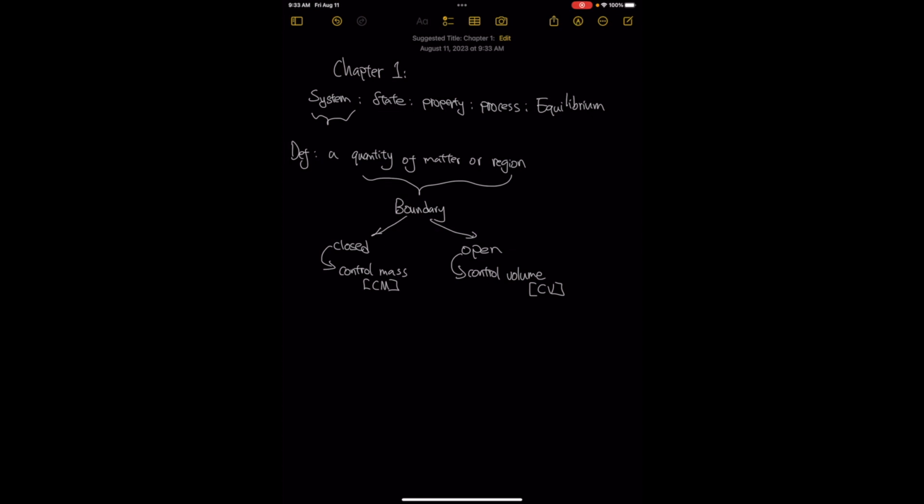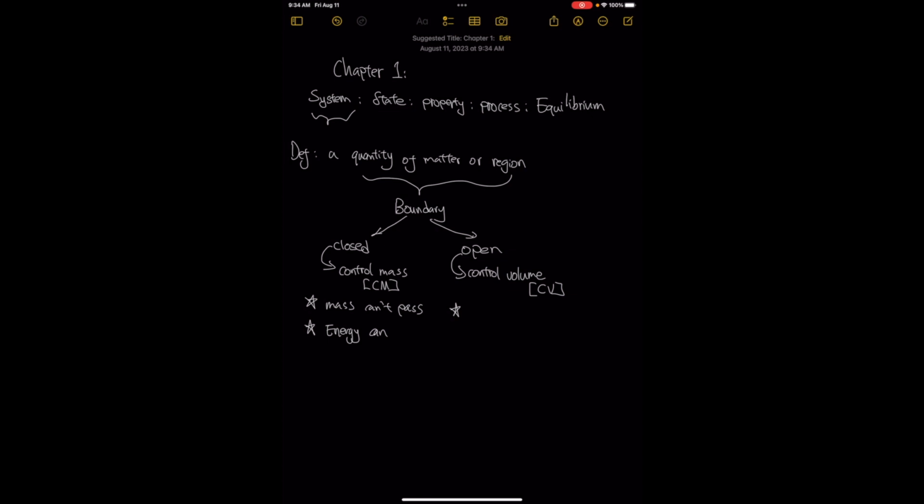So what are the differences? Two things you need to remember for control mass. One is mass cannot pass through the system. And secondly, energy can. So mass cannot pass the system, but energy can, right? That's control mass. How about control volume?